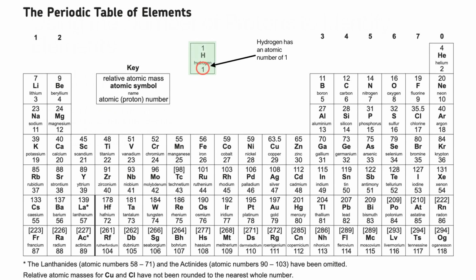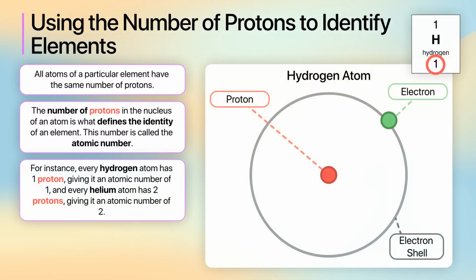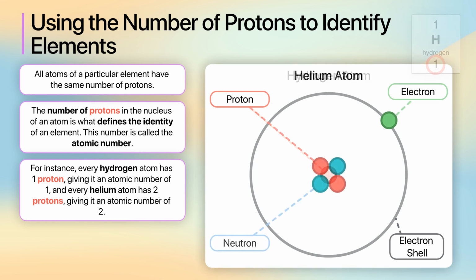For example, we can see that hydrogen has an atomic number of 1. This tells us that every hydrogen atom has 1 proton. Let's look at another element. Every helium atom has 2 protons. This means that it has an atomic number of 2. We can also see this on the helium element on the periodic table.